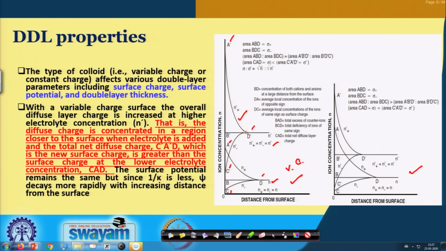So you can see in the second condition, when we are increasing the electrolyte concentration, there is a steep decrease of potential with the increase in distance. It is steeper than in the previous condition. So that basically says, when you are increasing the ionic concentration in a diffuse double layer, it compresses the thickness of the diffuse double layer, in case of a variable charge surface.